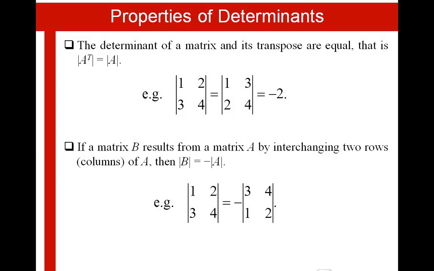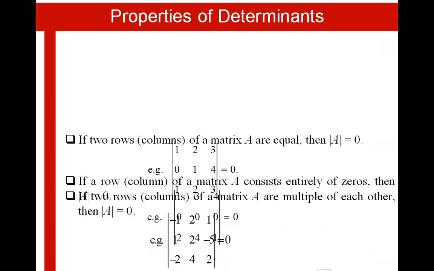The second property: if a matrix B results from a matrix A by interchanging two rows or columns of A, then the determinant of B is equal to minus the determinant of A. In other words, every time we interchange rows or columns of a matrix, we multiply the determinant by minus 1, as seen here.